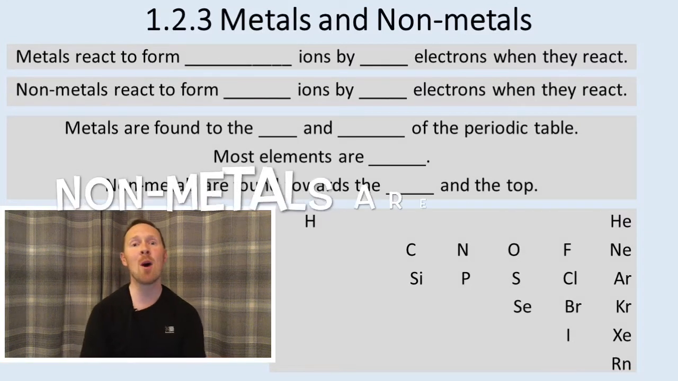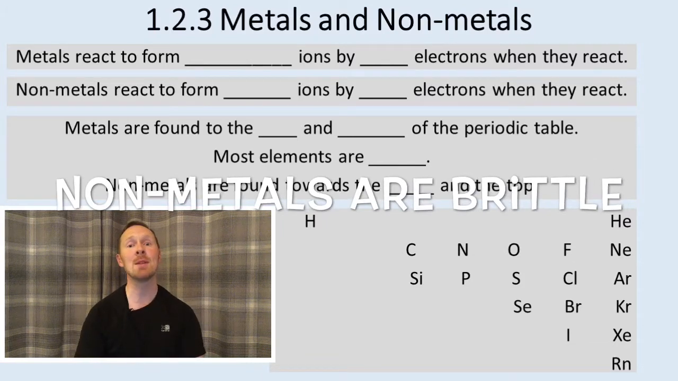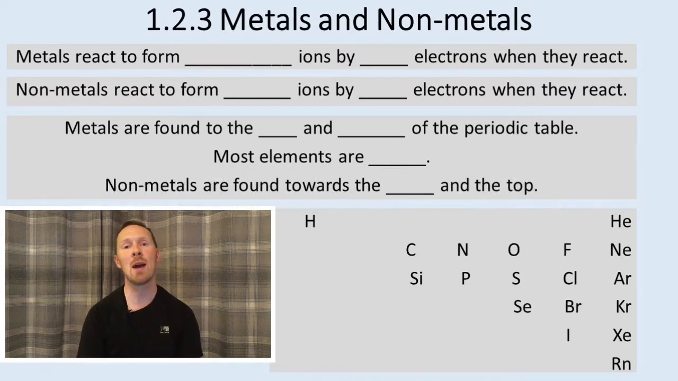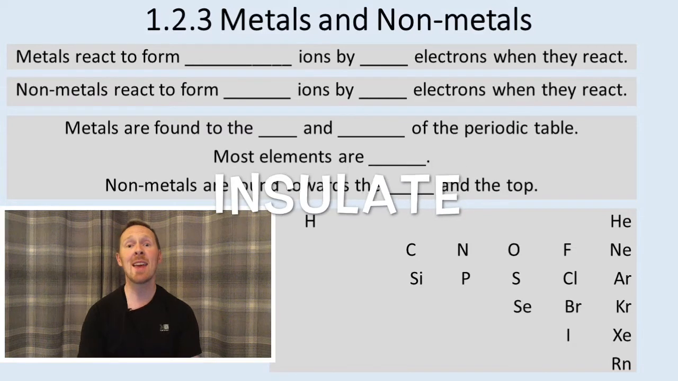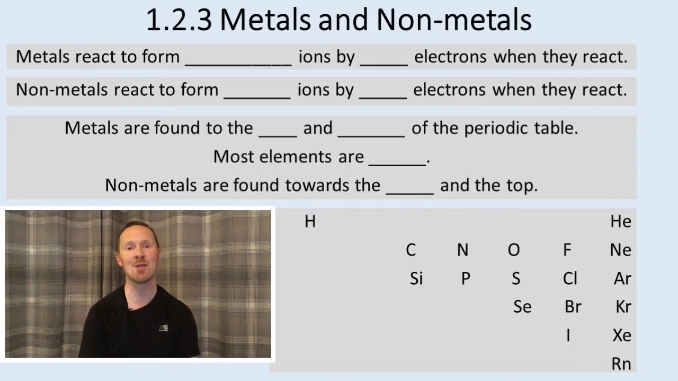The properties of non-metals are like this. They're brittle, which means they don't bend easily. They break when a force is applied to them. They insulate. They're not good thermal conductors because they don't have delocalized electrons that can move through the structure. And they don't have shiny surfaces normally. They are dull. So brittle, insulators, and dull.